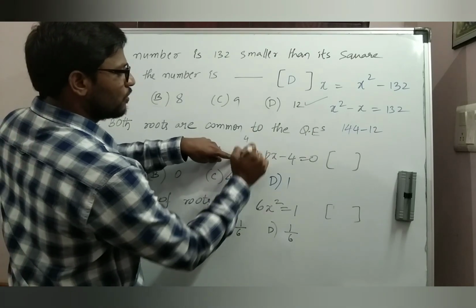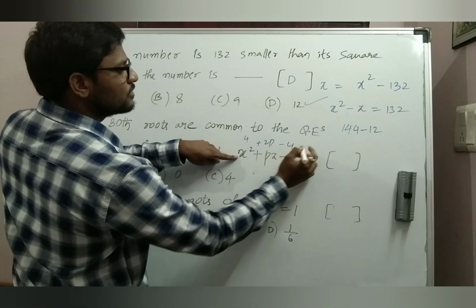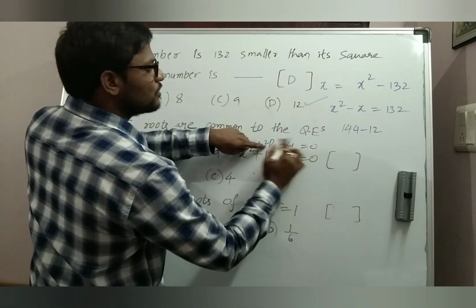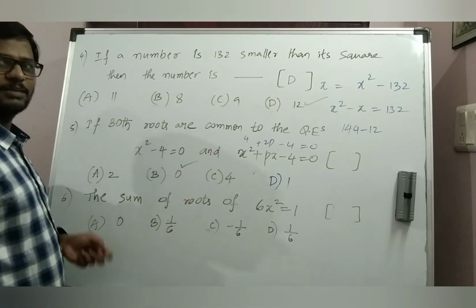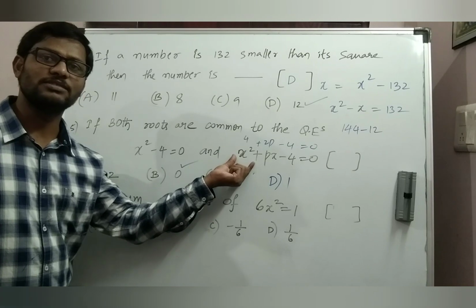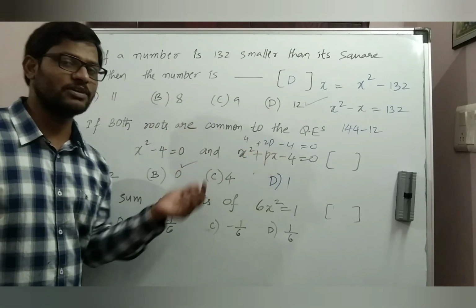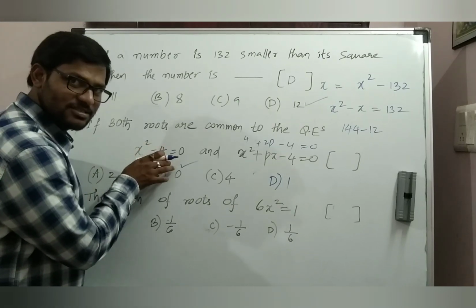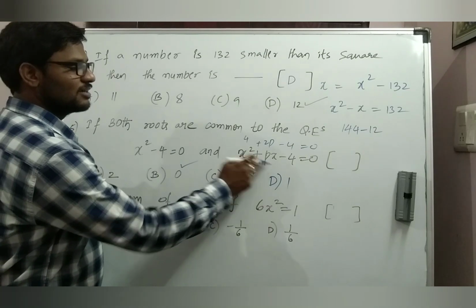2 square is 4, plus 2p minus 4, so 4 plus 2p minus 4 is 0. 2p equal to 0, then p equal to 0 by 2, that is 0. So option B. Simple. Roots of this equation satisfy this equation because both roots are common for these two quadratic equations. First, find x in this equation, and that x value put in this equation, we will get the p value.